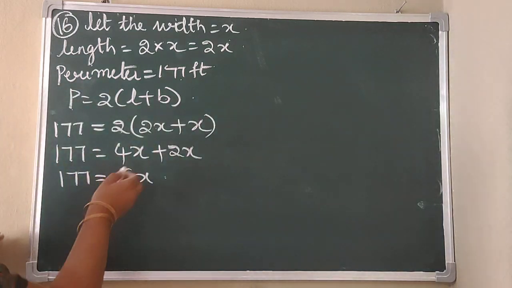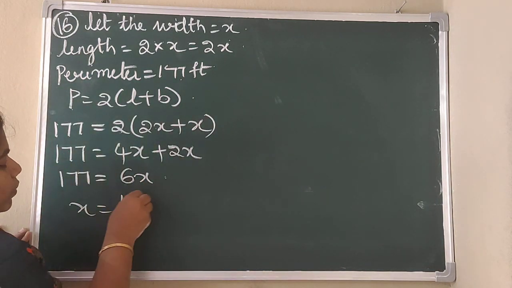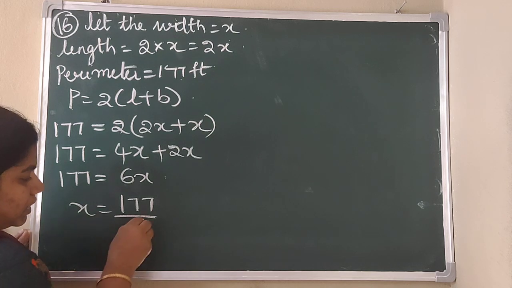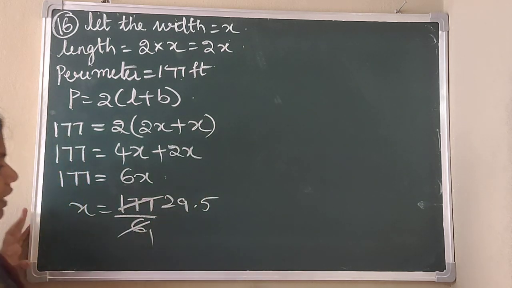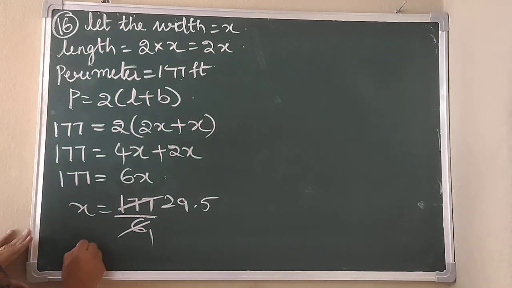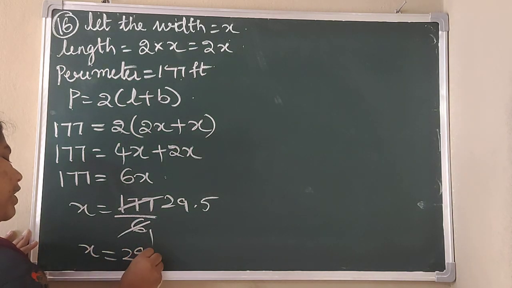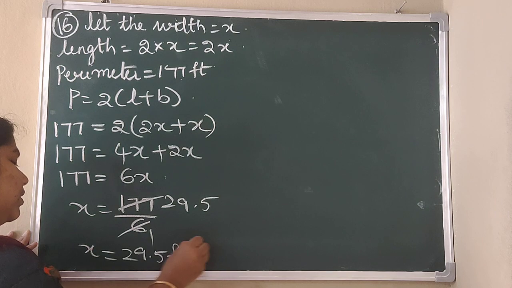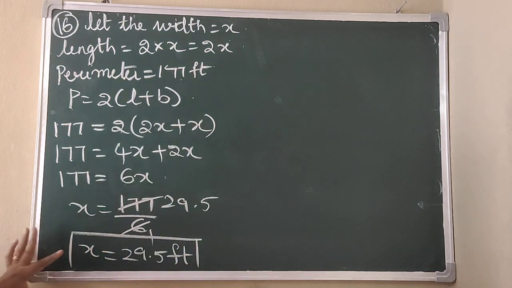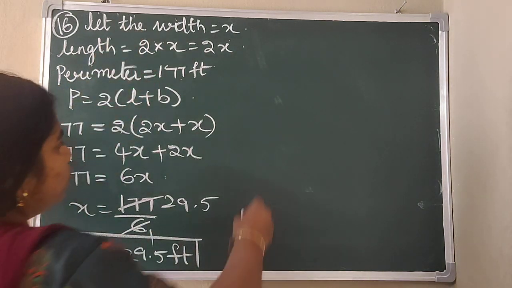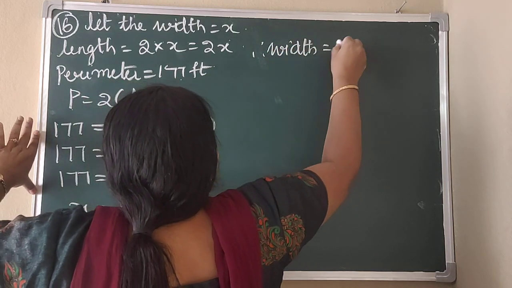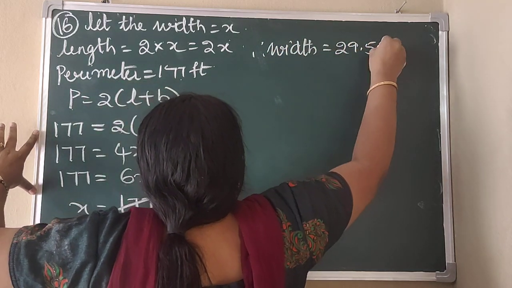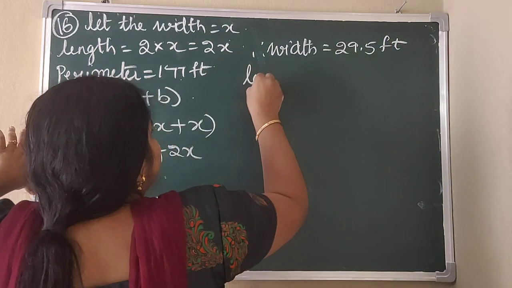So transpose the 6 to the other side. So x value will be equal to 177 by 6. 6 1 times, 6, 29.5 times. You will get it in the form of points. So x is how much now? 29.5 feet. Okay. So here x is nothing but the width value. So therefore the width value you got is 29.5 feet. Now we have to find the length value.